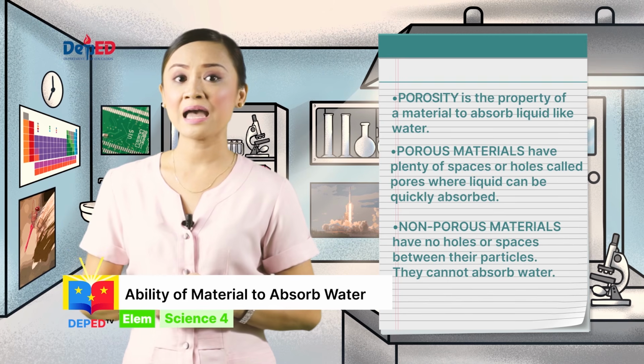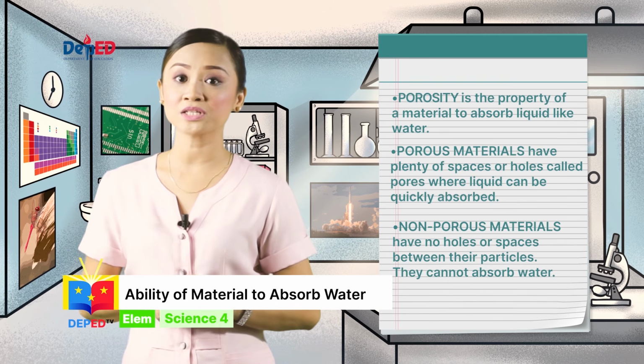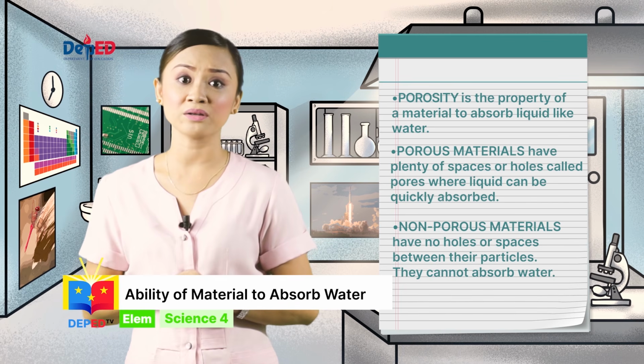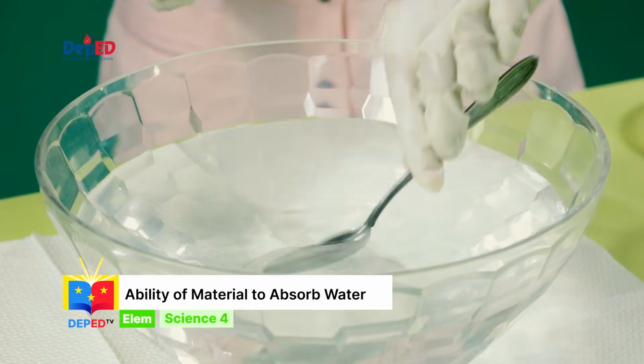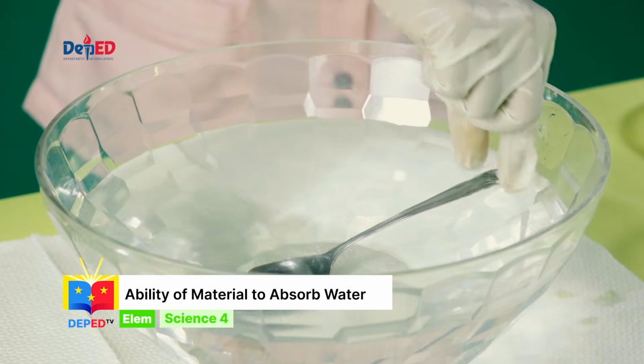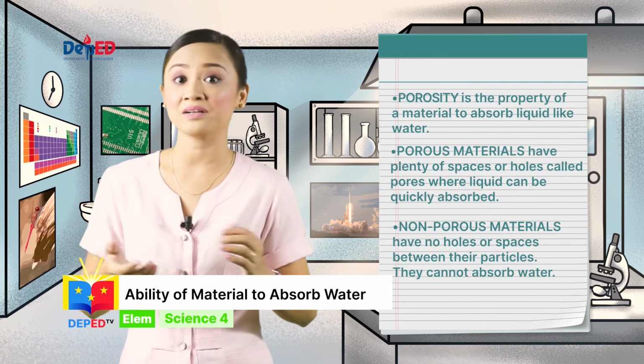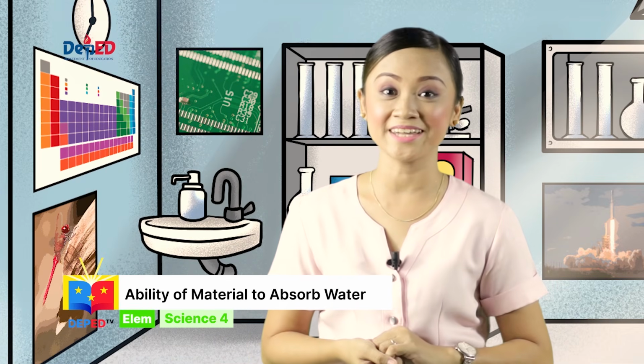Non-porous materials have no holes through which liquid can be absorbed. They cannot absorb water. A spoon has no holes. It is an example of a non-porous material. It cannot absorb water.